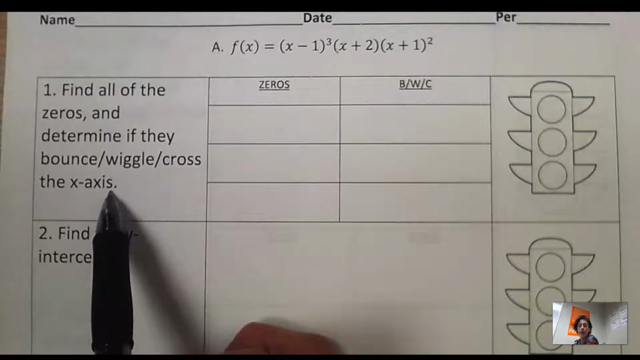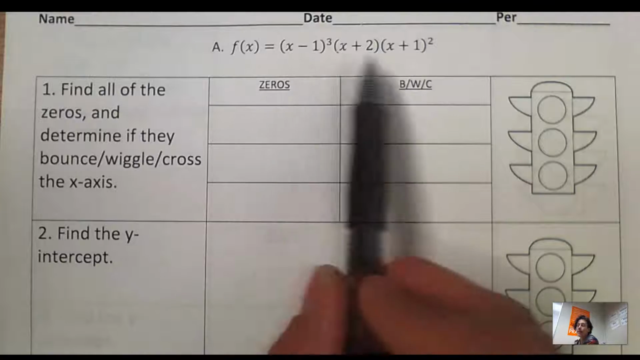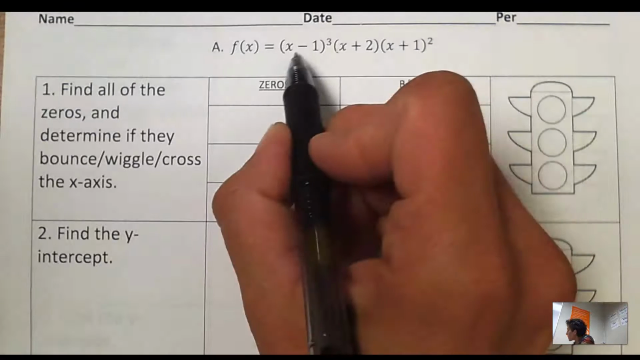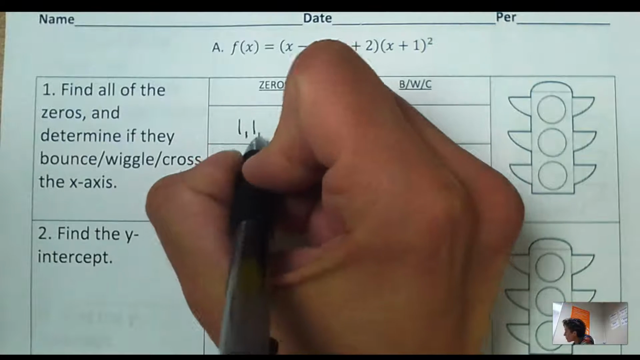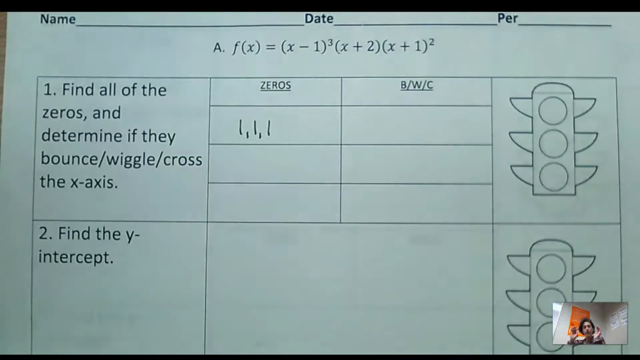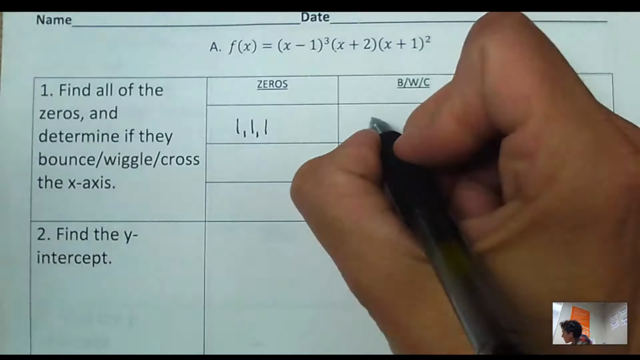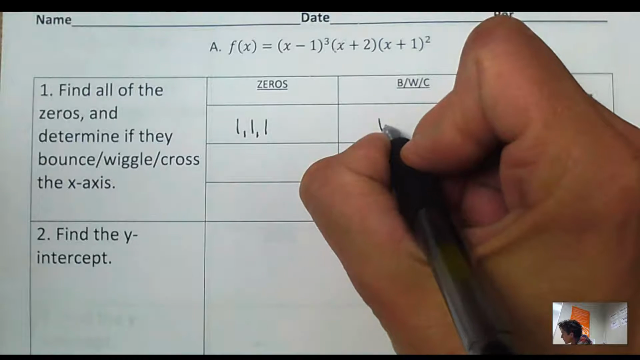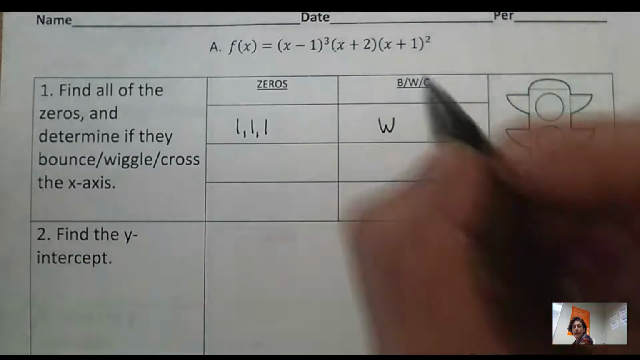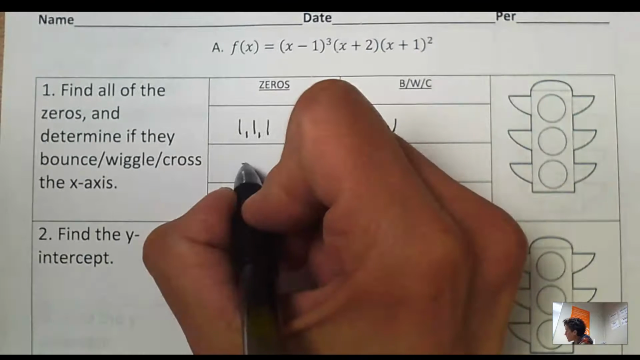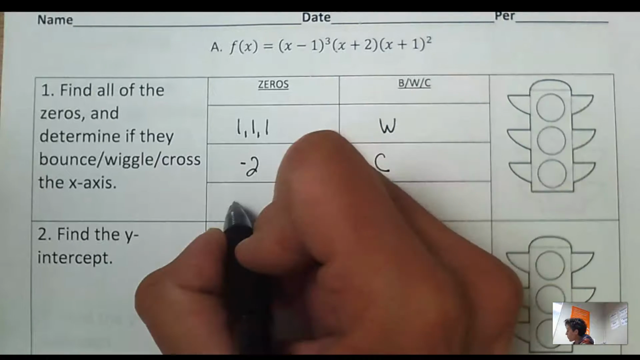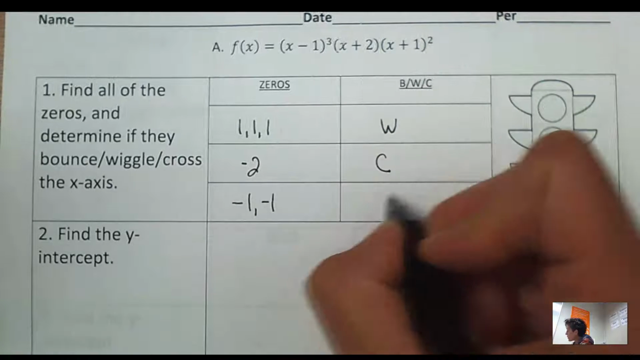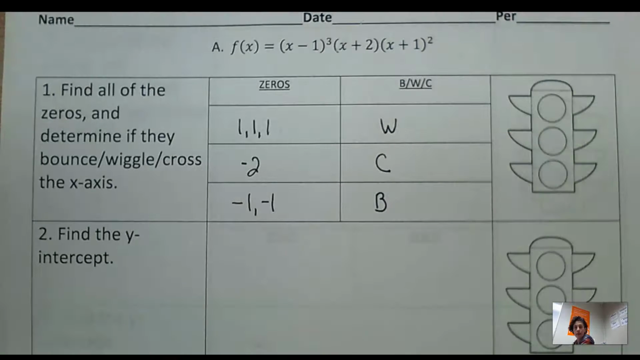I'm able to do that really fast because it's in factored form. This is the nice thing about factored form. So according to this, one of my zeros is 1, and it shows up 3 times because there's technically 3 of these x minus 1s. So that would give it a wiggle. Then I have a -2. It shows up once. That's a cross. And then I have -1 twice, which shows up as a bounce.